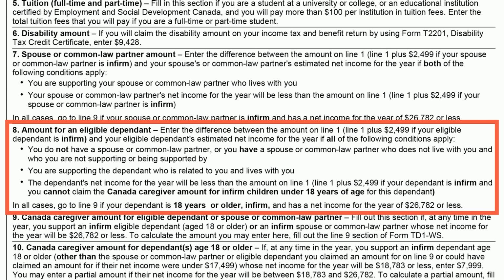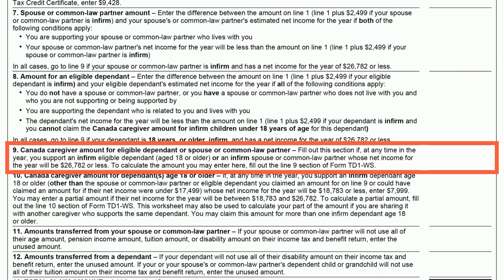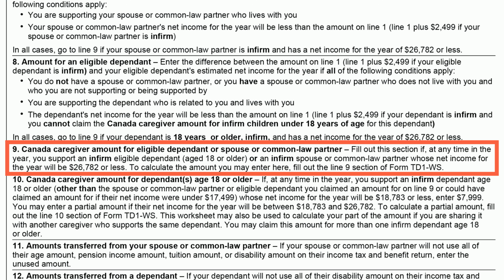If your child is not infirm, take the amount you entered on line 1 of your TD1 form and subtract your child's estimated net income for the year. If your child is infirm, take the amount you entered on line 1 of your TD1 form, then add $2,499, then subtract your child's estimated net income for the year. Simple.